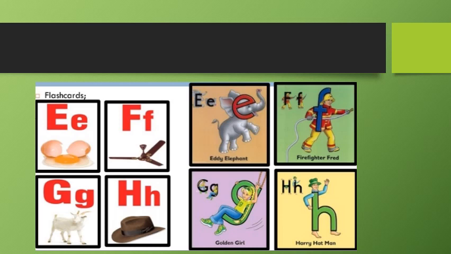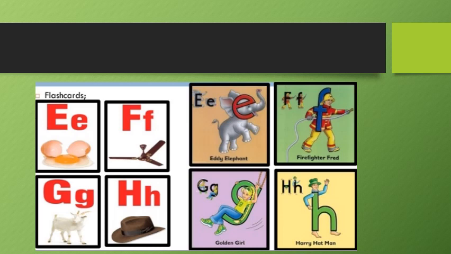Now, can you see the next flashcard here? Can you tell which letter is this? This is letter E. And which letter land character is friend of letter E? Eddie Elephant is friend of letter E. And what is the phonic sound? The phonic sound of letter E is E.